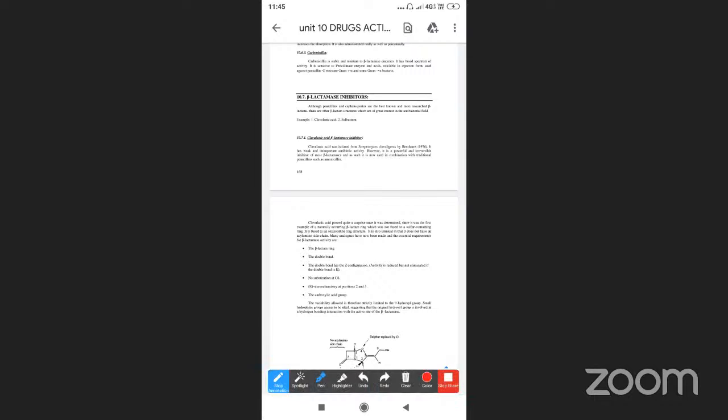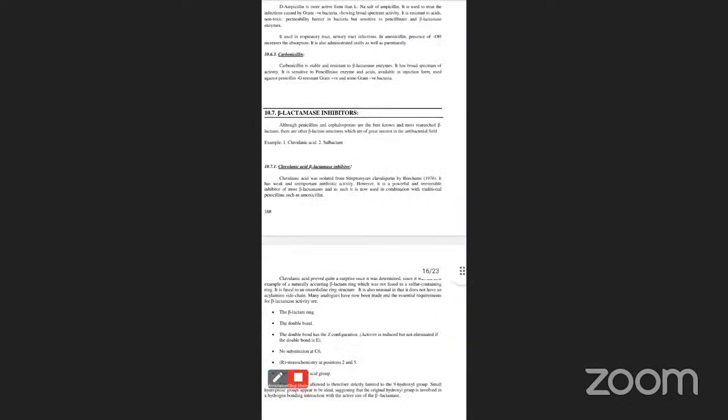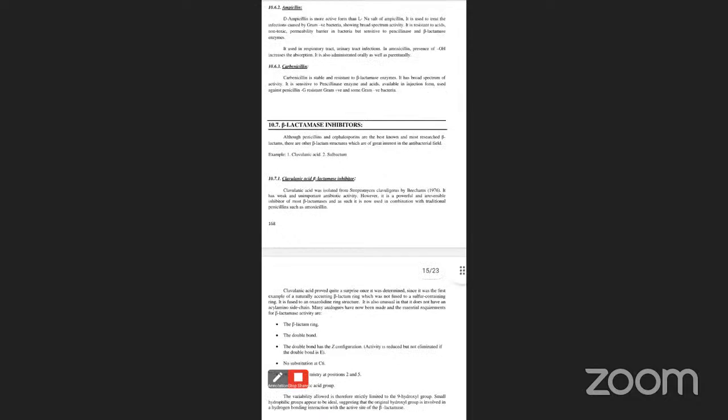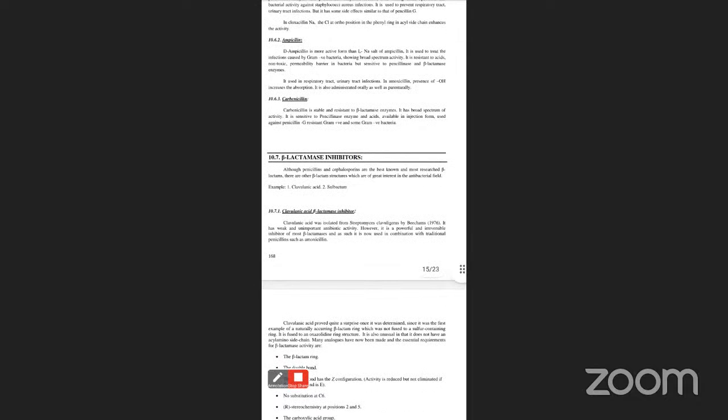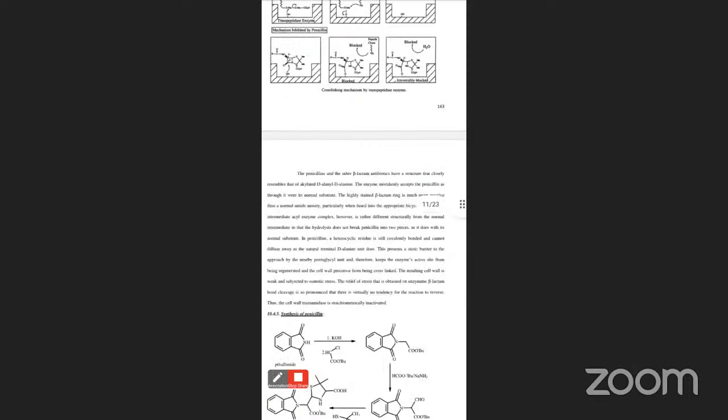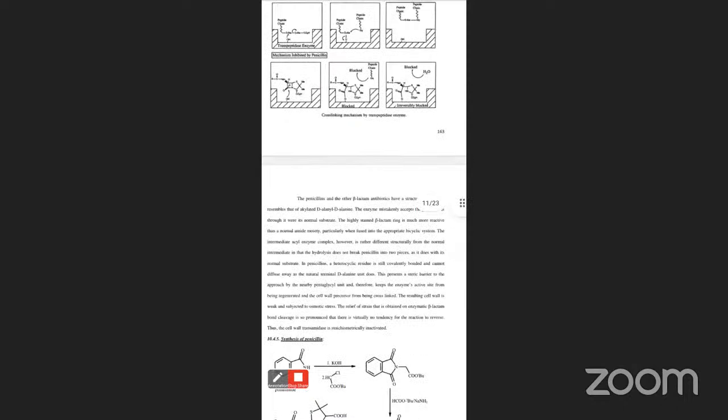Okay. Next, beta lactamase inhibitors, right? So here the beta lactamase inhibitor. What is beta lactamase here? So beta lactamase is an enzyme, right? Beta lactamase is an enzyme which is present in the bacterial cell wall. You just recall the cell wall structure of the gram positive and gram negative bacteria.